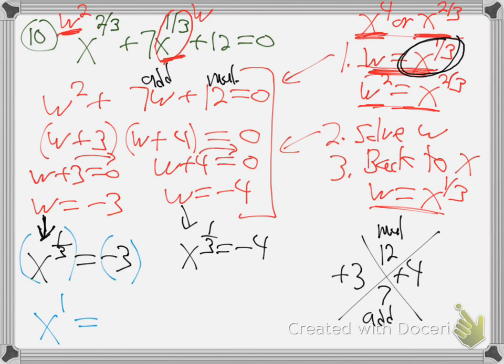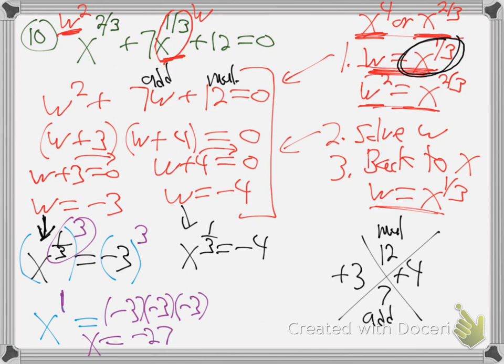Well, if you raise both sides to the 3rd power. You see why? Because what's 3 times 1/3? It's 1. That'll make it x to the 1, regular x, you see. And now what's the other side? -3 times -3 times -3, right? 3rd power, which is -27. Okay, so that's one of our answers.